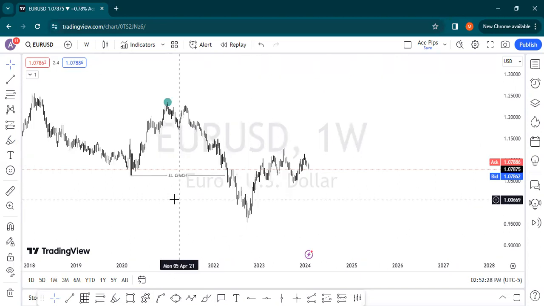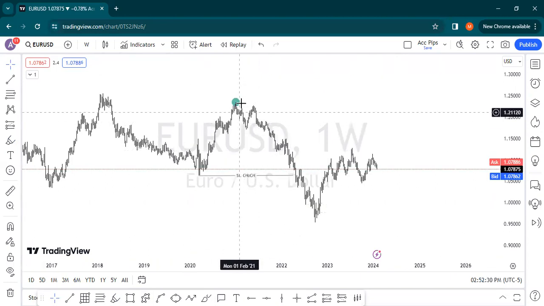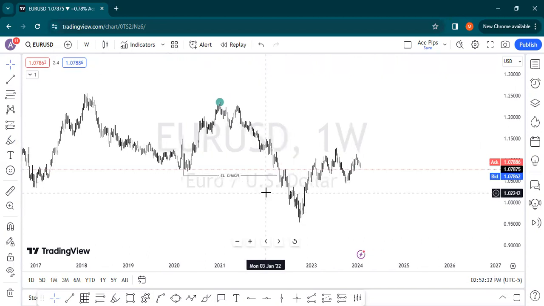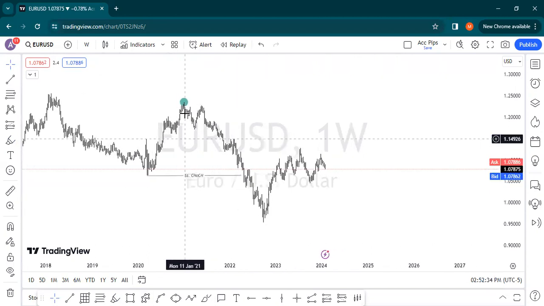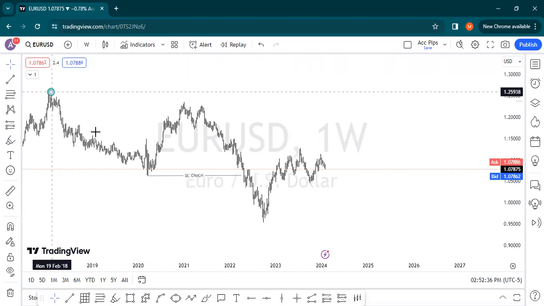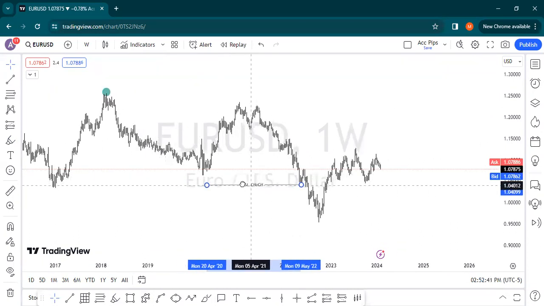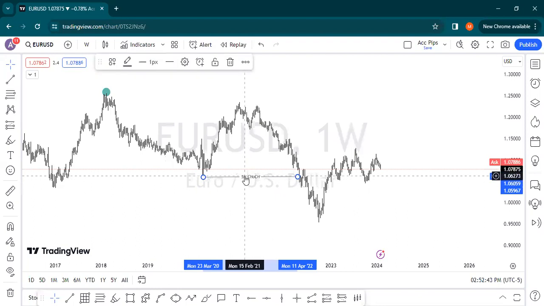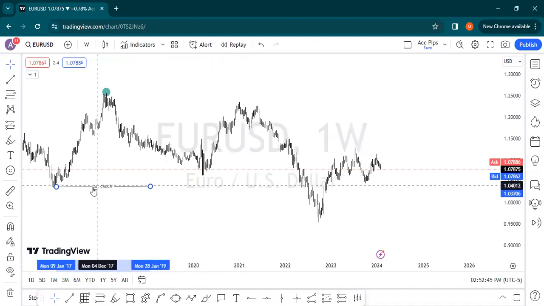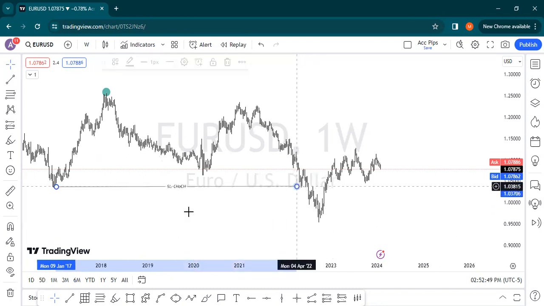We are going to be looking at selling opportunities on Euro USD. Sorry, last high here, please. Structural choch here.